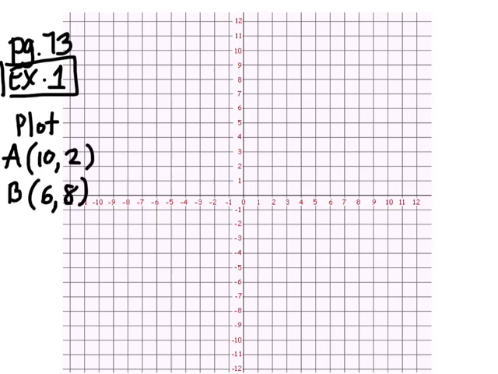Okay, today we're looking at something called the midpoint of a line segment. So first we're going to draw a line segment. What's a line segment? A line, the segment of a line. So we're going to plot 2 points and connect the dots.